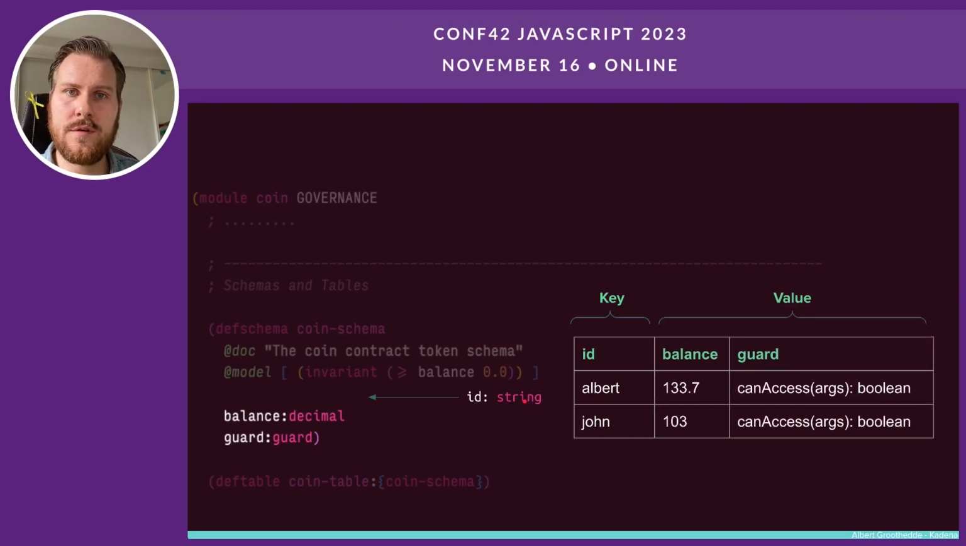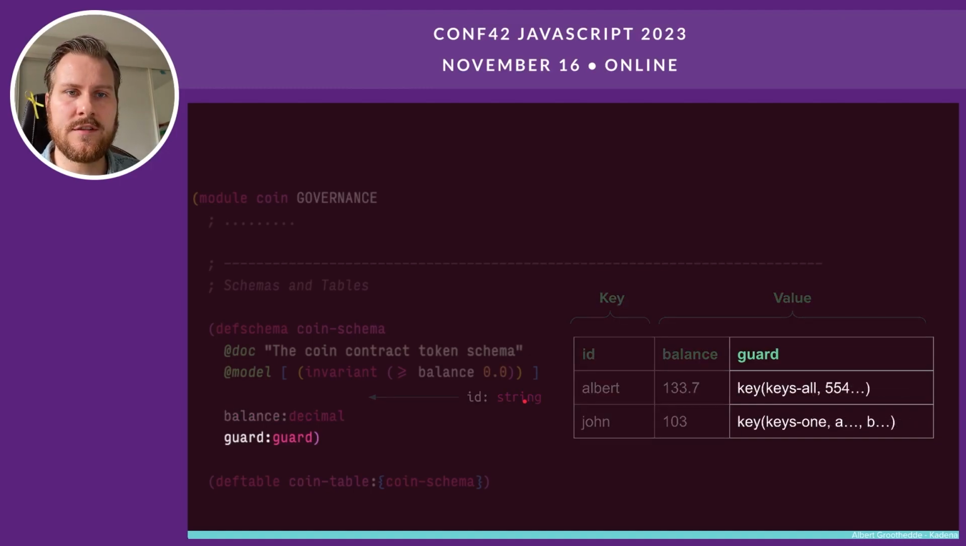Now the value is the rest of the schema, the balance and the guard. The guard is as simple as a function that just returns true or false when a set of conditions are met. In this case, it's a key guard. We'll go into that detail a little bit later.